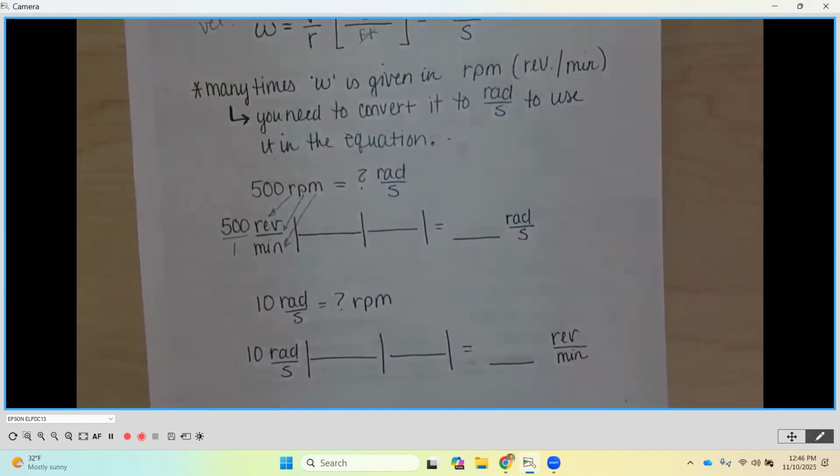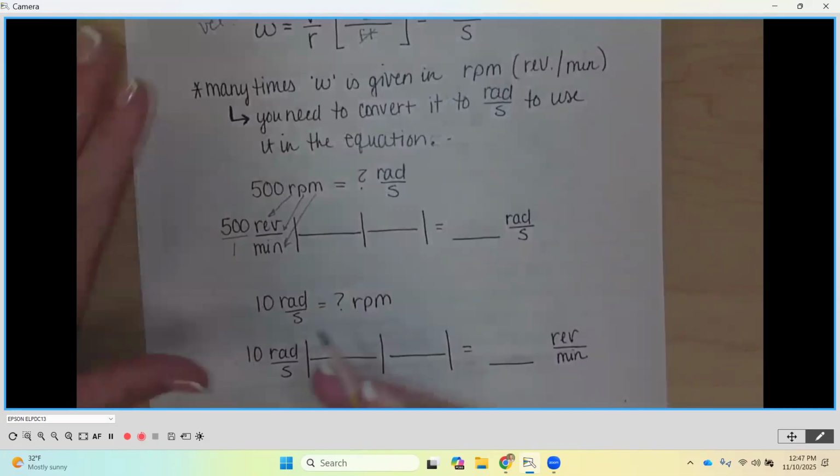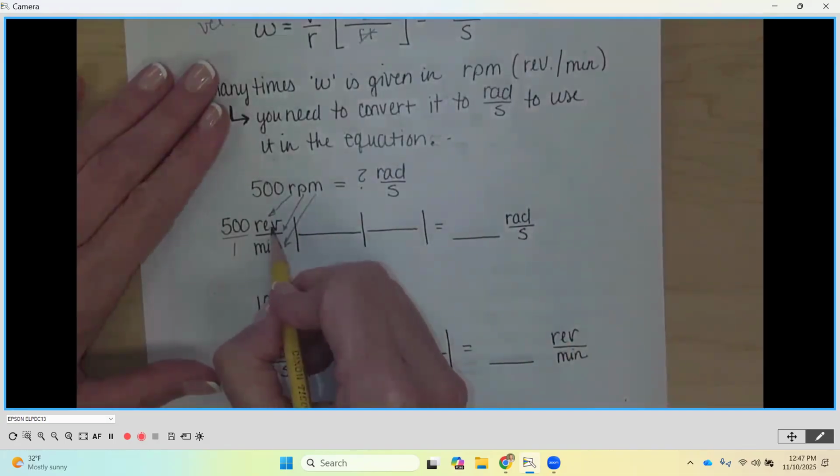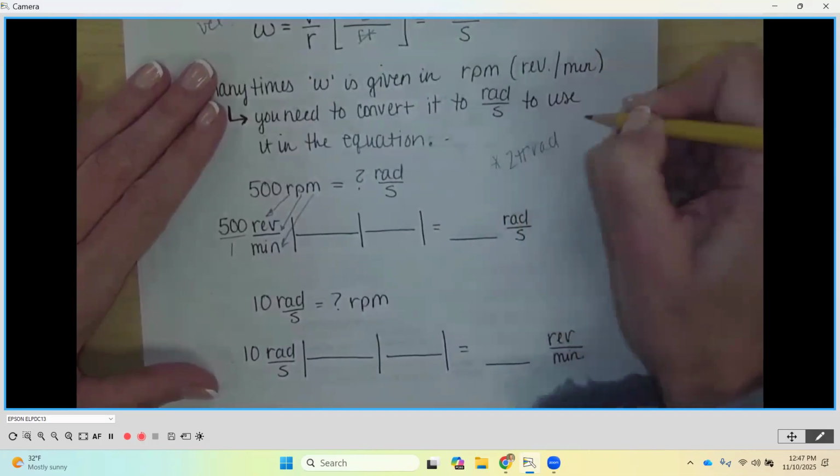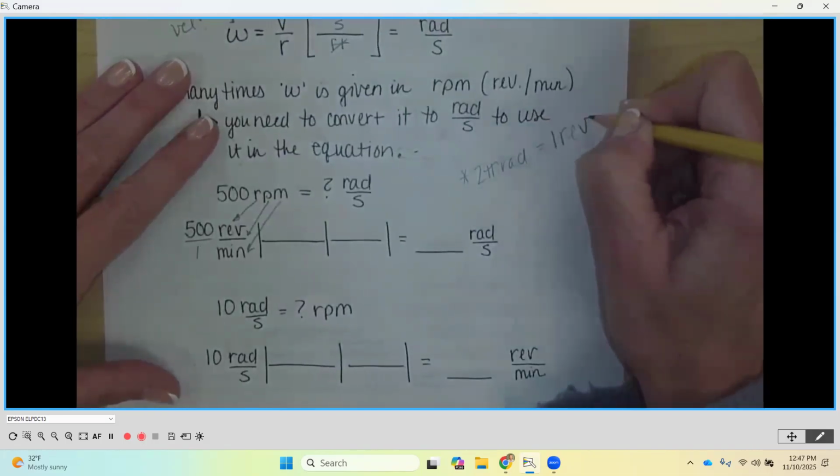Gosh, Lars, you're good. 2 pi radians in one revolution, or we can say 2 pi radians in 360 degrees, right? If you've heard it that way. So 360 is one revolution all the way around. So yes, I have revolutions. I know that 2 pi, I'm just going to put it on the side here. 2 pi radians equals one revolution, right?